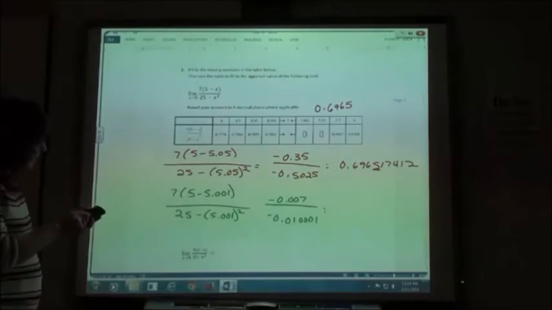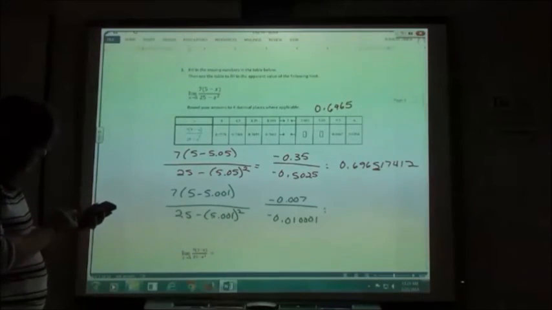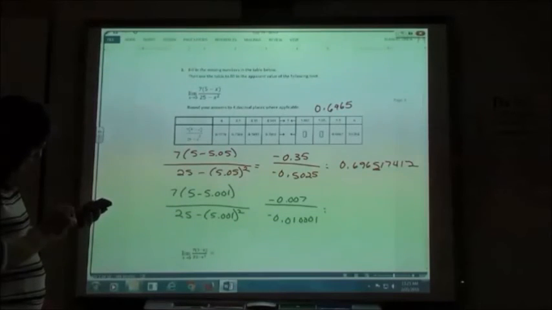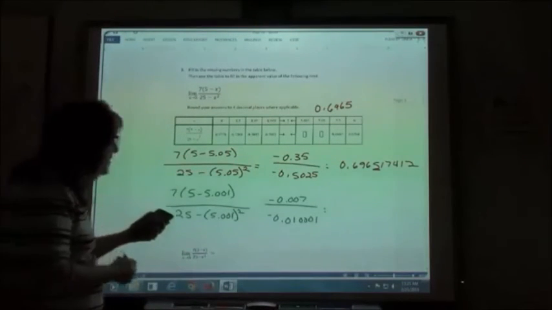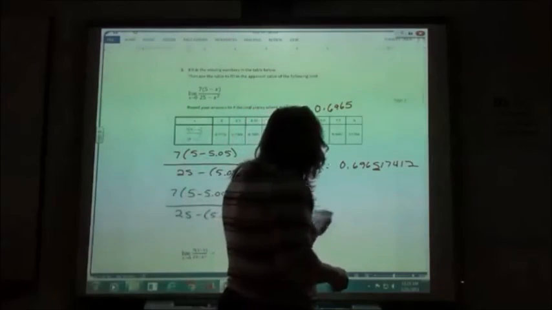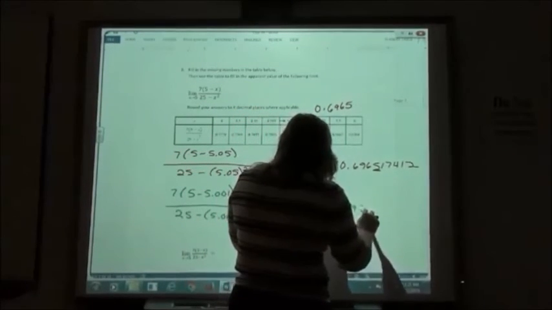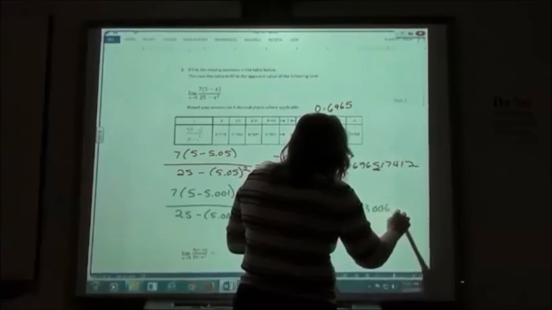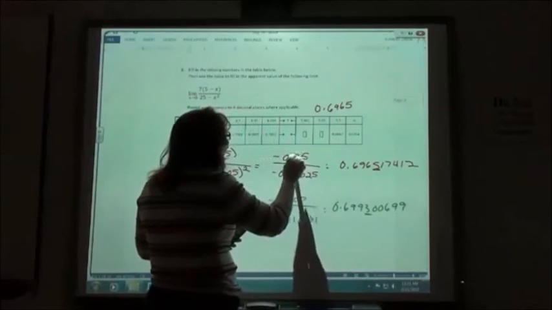Okay. On the top, negative 0.007 divided by negative 0.01001 gives me, there we go, that looks better. I must have punched something in wrong. That's why it's always good to double check. 0.699300699.